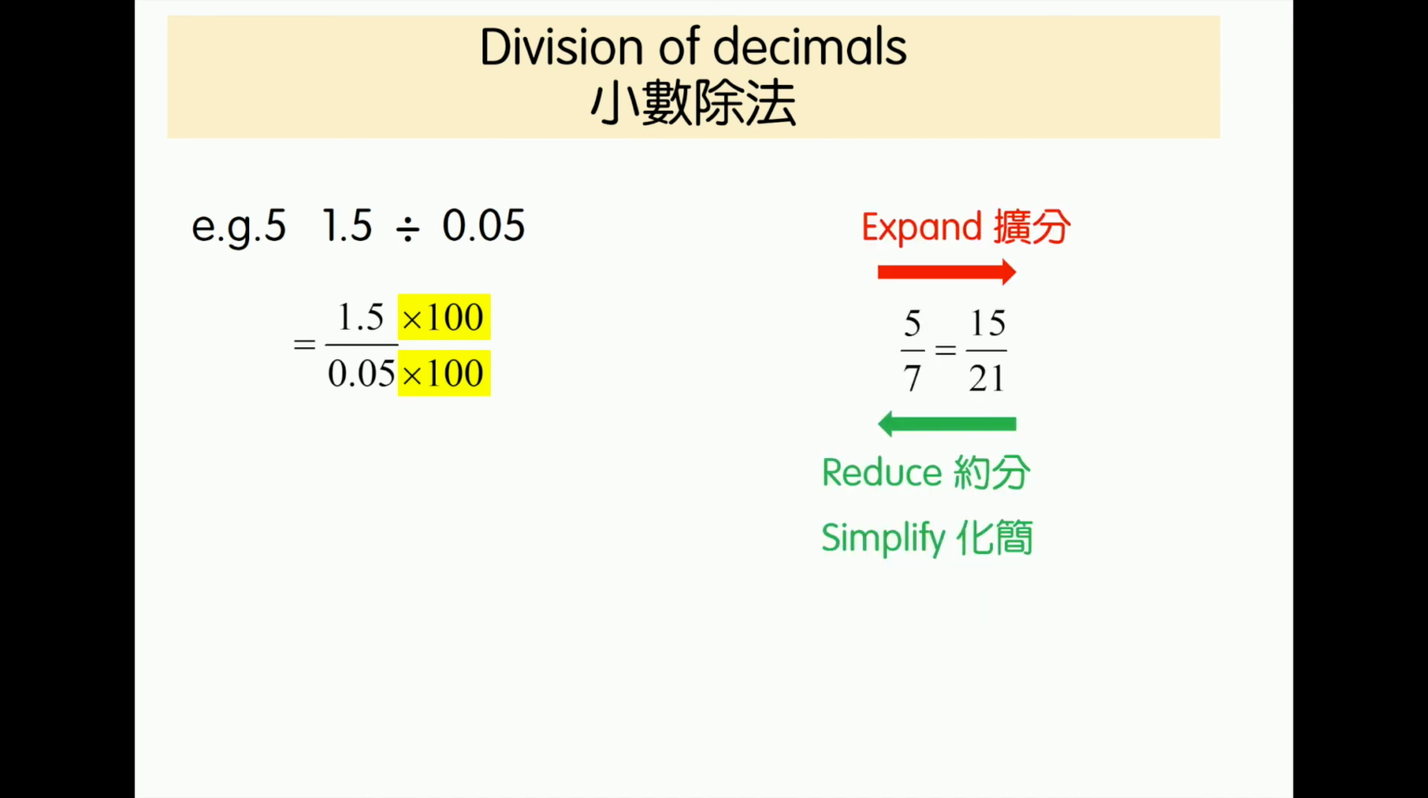This skill we have taught you before in a previous video. Expansion does not change the value as long as we times the same amount at the top and the bottom. Why multiply by 100 and not any other number? The aim is to get rid of all decimal points in the number. This way it is much easier to do our division. The final answer is 30.